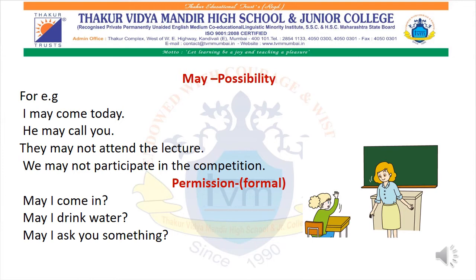So we see that the auxiliary word may is used to tell about a possibility, whether we are able to attend the lecture or competition. And may is also used for permission in a formal manner, and can is used in an informal manner if you want to ask permission. But over here we see may is used to ask for permission, but it should be in a formal manner. For example, may I come in, sir?